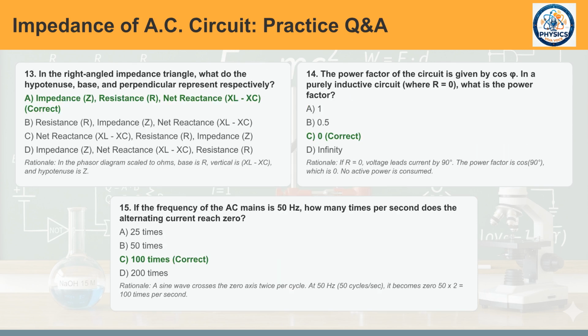In the impedance triangle, the hypotenuse is impedance Z, the base is resistance R, and the perpendicular is net reactance. For a purely inductive circuit, the power factor is 0. If the AC mains frequency is 50 Hz, the current reaches 0 100 times per second.